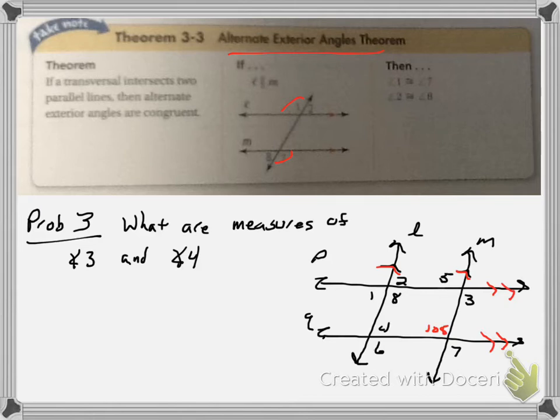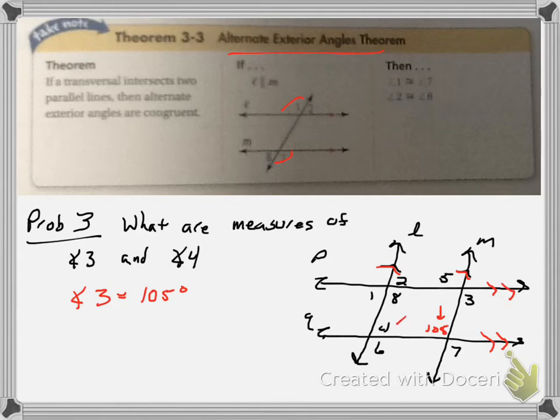Problem 3 talks about what are the measures of angle 3 and angle 4. They give you this angle down here is 105 degrees. They want to know what angle 3 and angle 4 are. Well, if I look at angle 3, what do I notice? Those are what we like to call alternate interior angles. Angle 3 is going to also be 105 degrees.